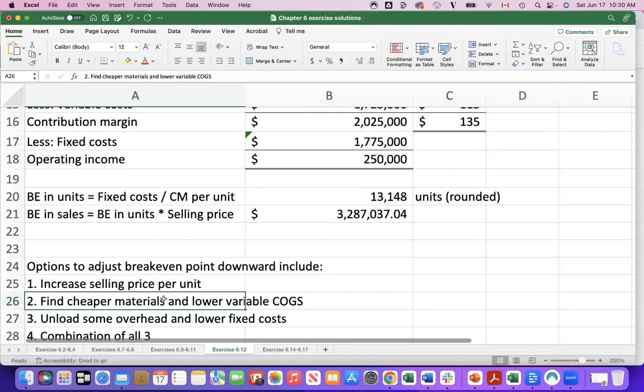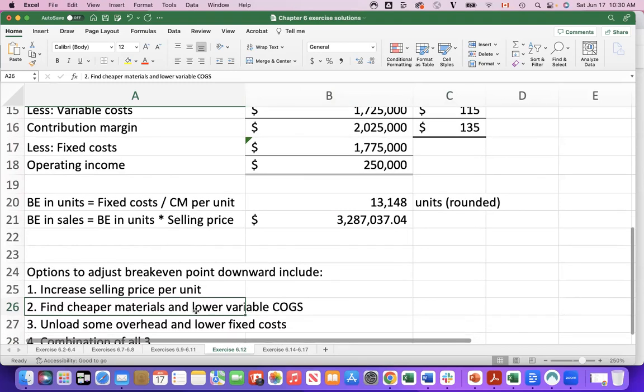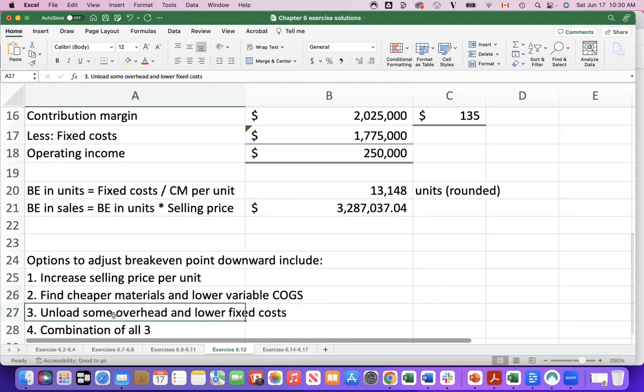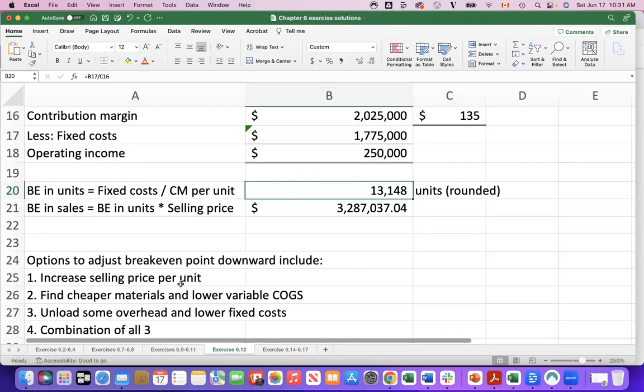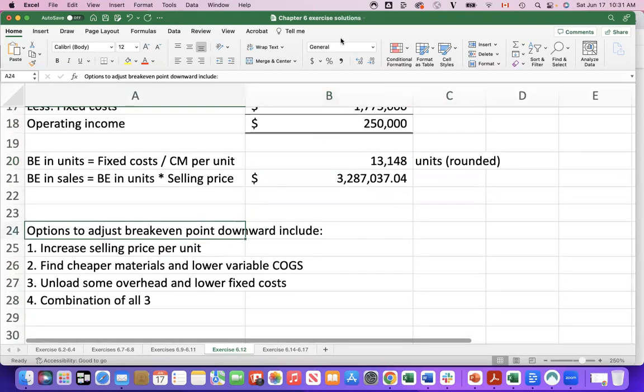We can find a way to lower the cost of materials and lower our variable cost per unit. We have much more control over variable costs than we do fixed costs. So we can see, can we lower variable cost per unit, variable COGS per unit? We can also see if we can unload some of the fixed costs, the overhead that we have. If we're able to do so, obviously that would drive this number down. So in our formula, our numerator would go down, so then this number would go down, or a combination of all three. This is not an exhaustive list. There could be other options here, but generally speaking, these are the options at our disposal if we are trying to lower that break-even point.